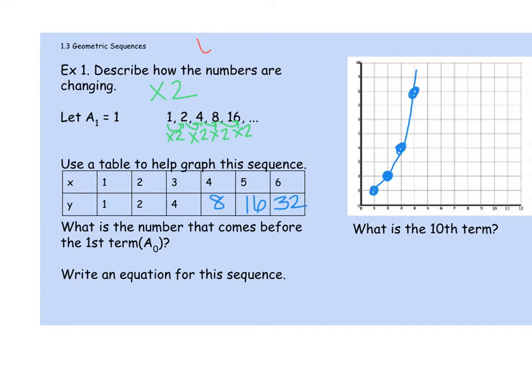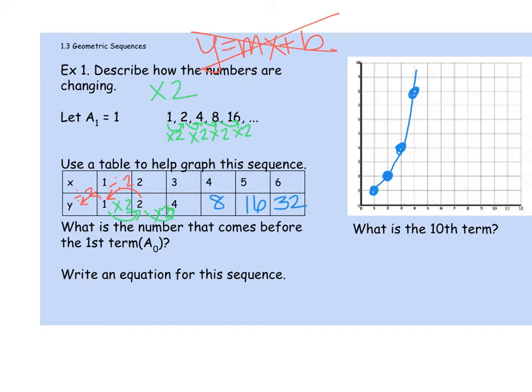Okay, so this equation we used for arithmetic does not work for geometric. We have to come up with something else, and this hopefully will help us figure that out. It says, what is the number that comes before the first term? Well, if right here we're multiplying by 2 from one to the next, what would I be doing going backwards? I hope you all said dividing by 2. So the one that comes before, if we divide by 2, what's 1 divided by 2?